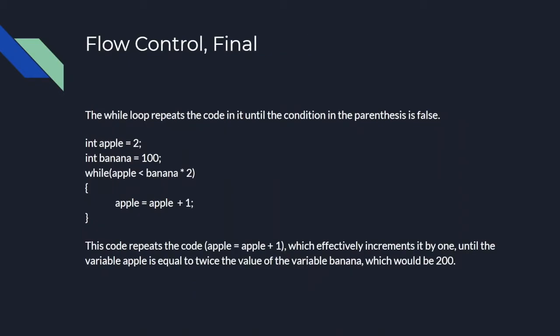The while loop repeats the code in the brackets until its condition in parentheses is false. So in this example, the code will add 1 to the variable apple while it is less than twice the value of the variable banana. The variable apple will increment by 1 over and over again until it reaches 200, since 100 times 2 is 200. The code apple plus plus increments it by 1.